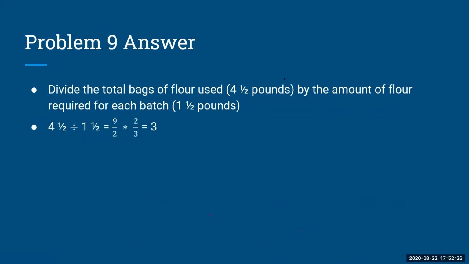So you divide the total bags of flour used, which is 4.5 pounds, by the amount of flour required by each batch. See, flour is spelled like that though. Flour is normal, American and UK. No, you don't spell it OR, like I said. You don't spell chlorine like that in the UK. They pronounce aluminium differently in the UK, by the way.